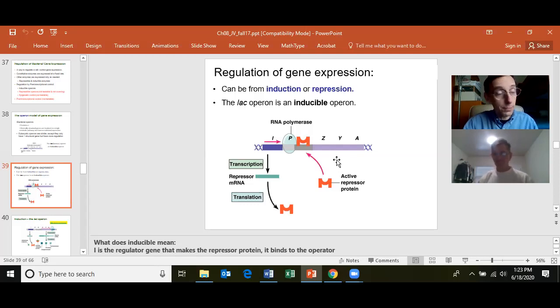It's actually a very simple method to shut down the lac operon. The repressor protein is active and binds to the operator, and then the RNA polymerase can't move down the lac operon. What happens to that RNA polymerase? Do you think it's stuck there forever?